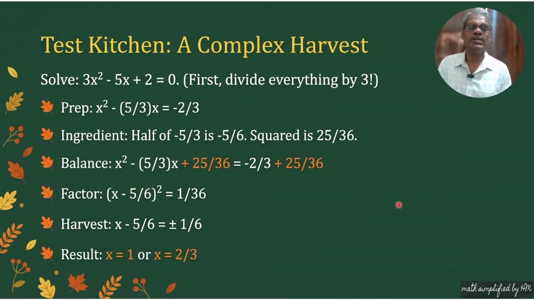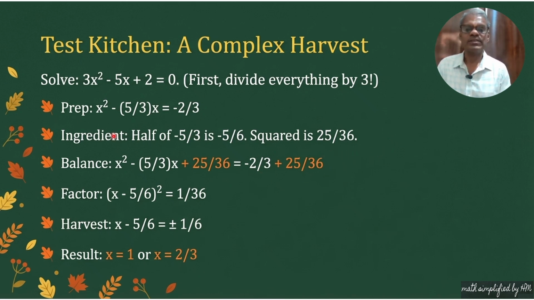Now we will use this to solve another complex quadratic equation: 3x square minus 5x plus 2 is equal to 0. First divide everything by 3, the coefficient of x square. So we get x square minus 5 by 3 x is equal to minus 2 by 3. Now half of minus 5 by 3 is minus 5 by 6, and when squared it gives us 25 upon 36. So we add this 25 upon 36 to both sides of the equation.